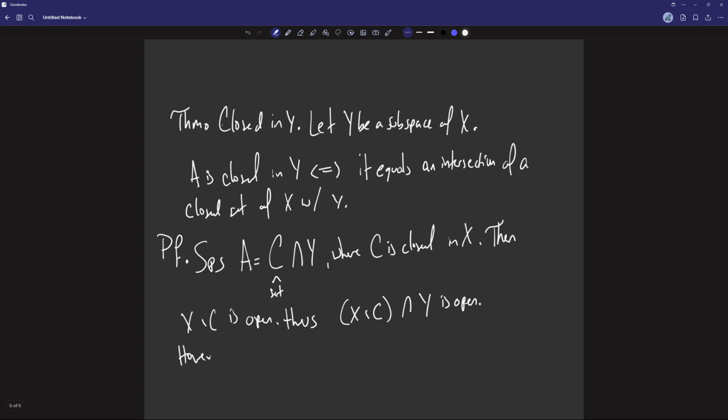However, this means Y set minus A is open in Y, thus A is closed in Y. So we went ahead and proved our first remark, so that's great.